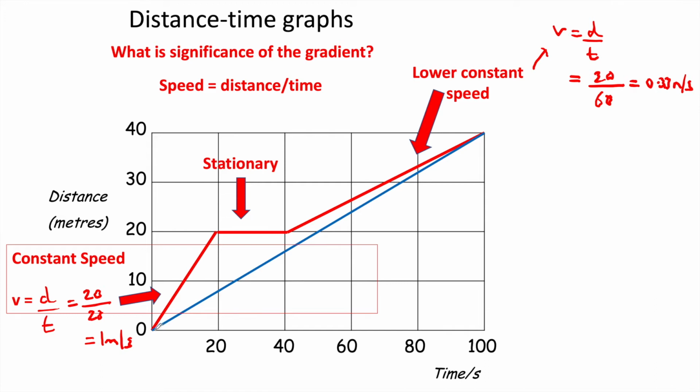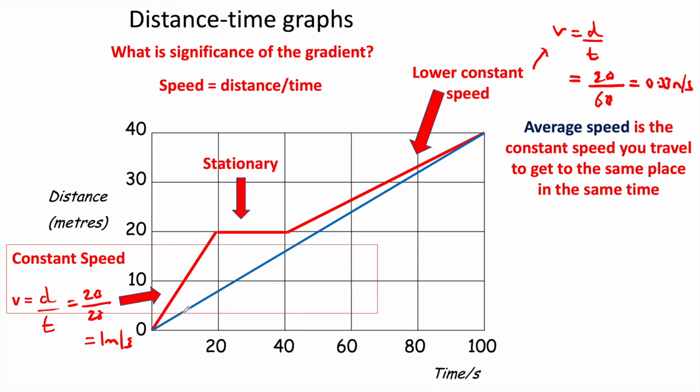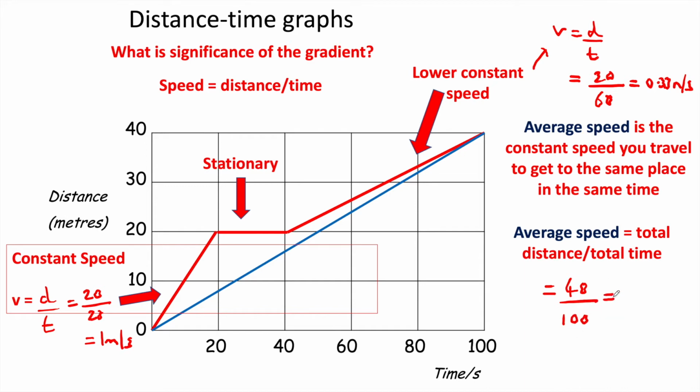Now you notice here I've put a blue line on the graph, and that blue line shows you what's called the average speed, because that is the constant speed that you would travel at to get to the same point in the same time. So if you want to work out an average speed on a graph, just draw a straight line from where you start to where you end, and so the average speed is just your total distance divided by your total time, which in this case is going to be 40 meters divided by 100, which is 0.4 meters per second.